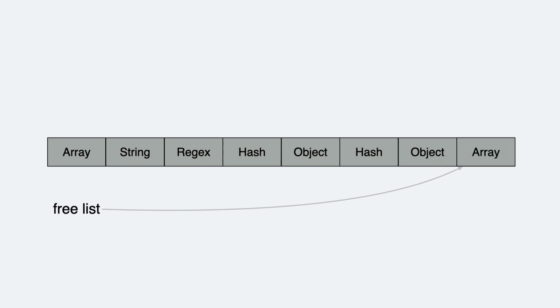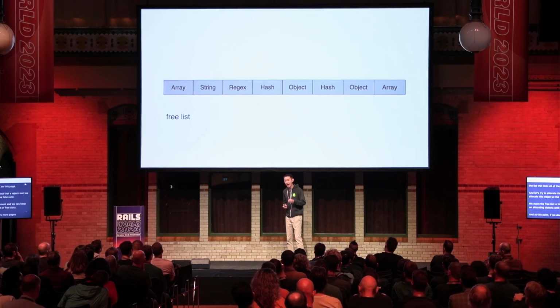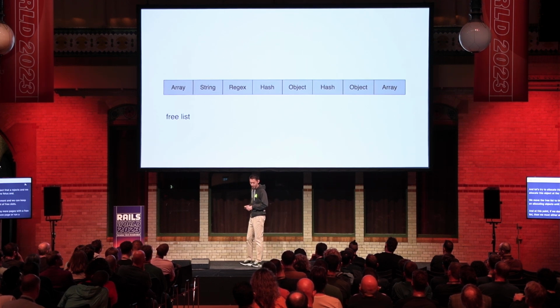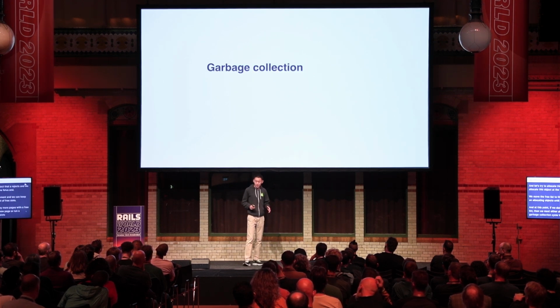And at this point, if we don't have any more pages with a free list, then we must either allocate a new page or run a garbage collection cycle to free up slots. Let's take a look at what happens when Ruby's garbage collector runs. Ruby uses a mark and sweep garbage collector, which, as the name implies, has 2 phases.